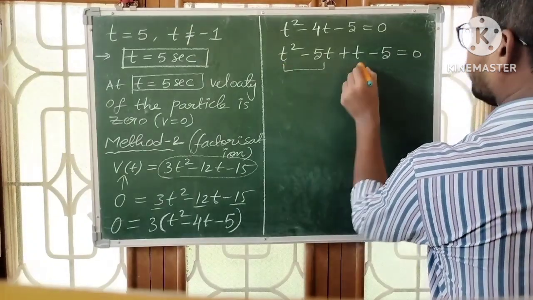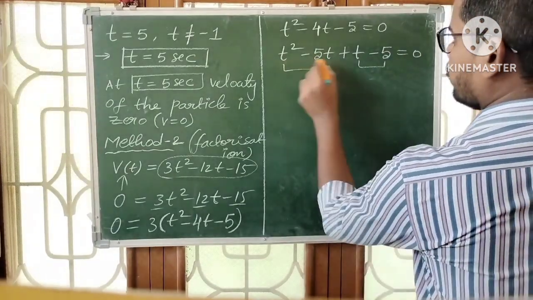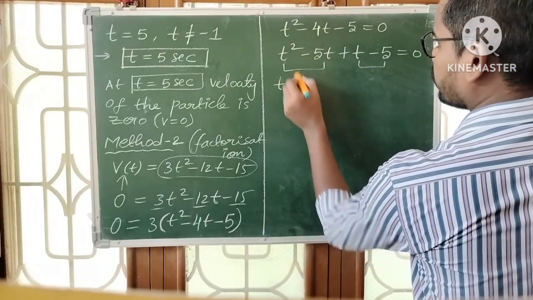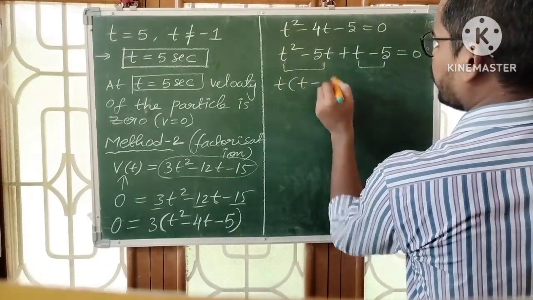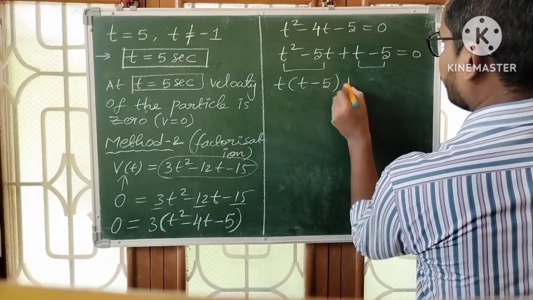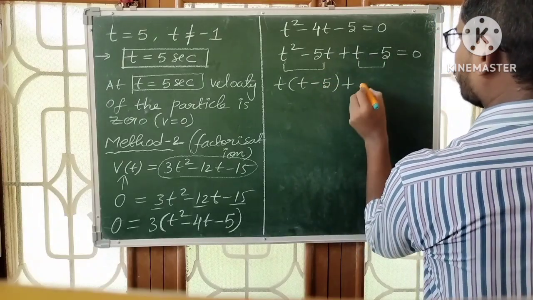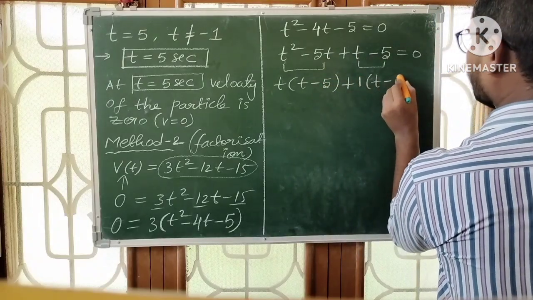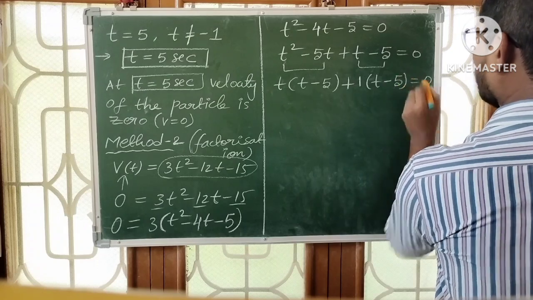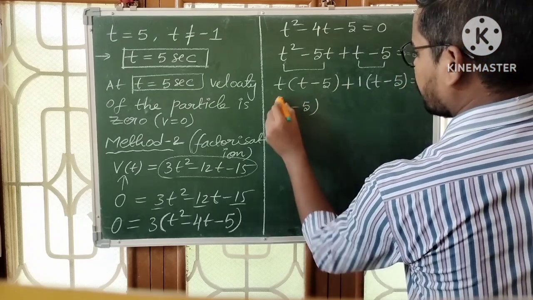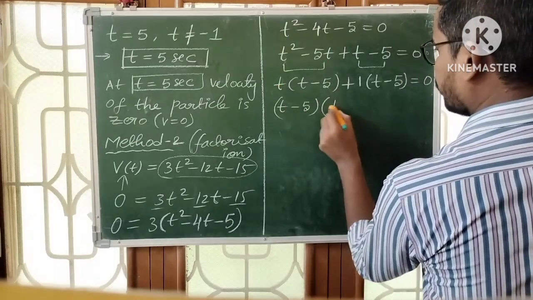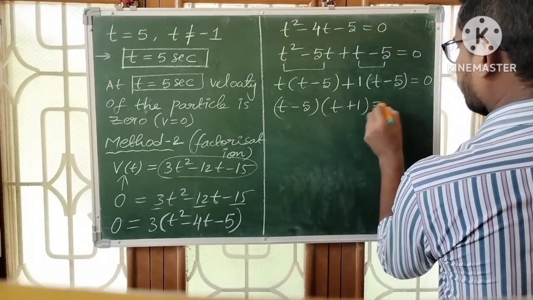So observe the first two terms and the last two terms. Here what is the common factor? t is common. Here we have one more t, and here we have minus 5 plus. Among these two terms, 1 is common, so 1 of t minus 5 is equal to 0. Again, what is common among these two terms? t minus 5. Take out t minus 5. Here we have t and plus 1 is equal to 0.